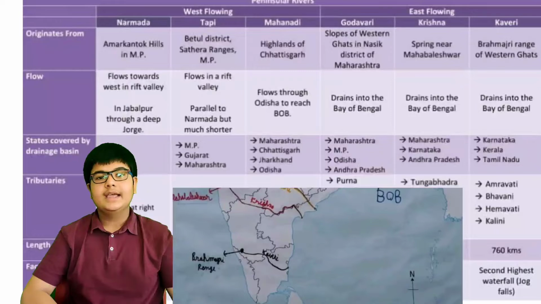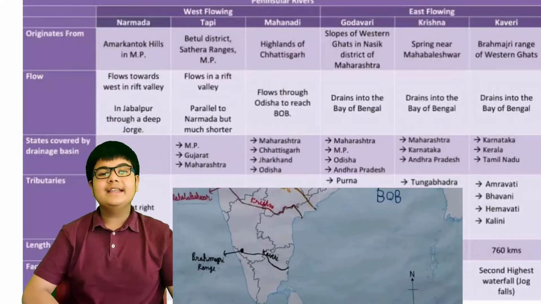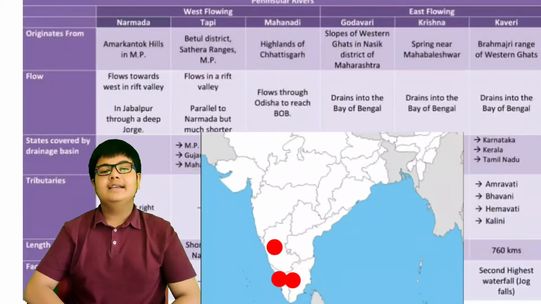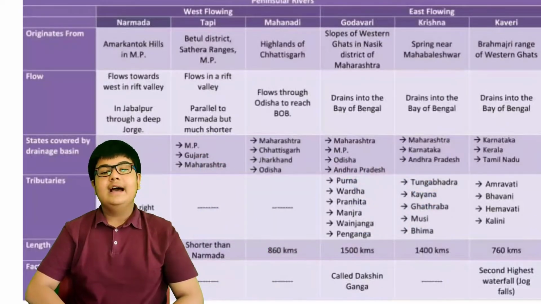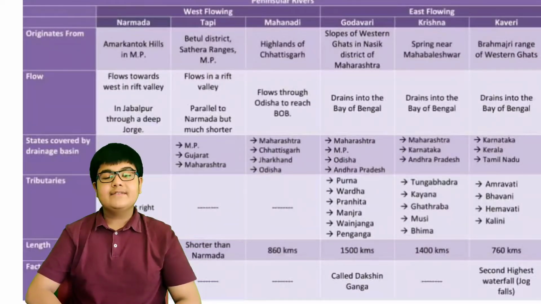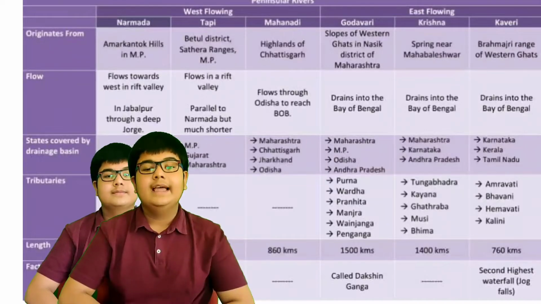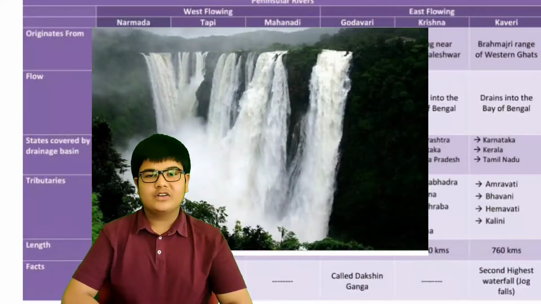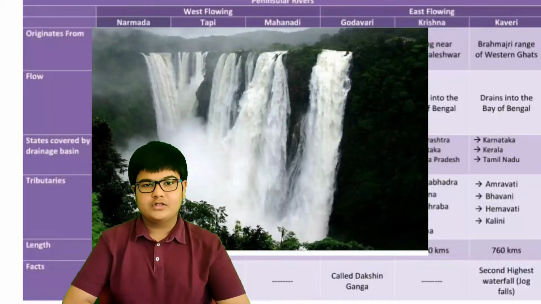Kaveri. It originates from the Brahmagiri range in the Western Ghats and drains into the Bay of Bengal. Its basin covers the states of Karnataka, Kerala and Tamil Nadu. Its tributaries are Amravati, Bhavani, Hemavati, etc. Its length is 760 kilometers. The river Kaveri forms the second largest waterfalls in India, that are the Jog Falls.